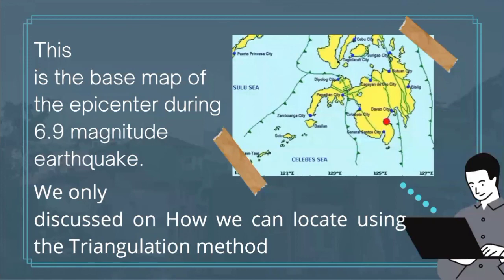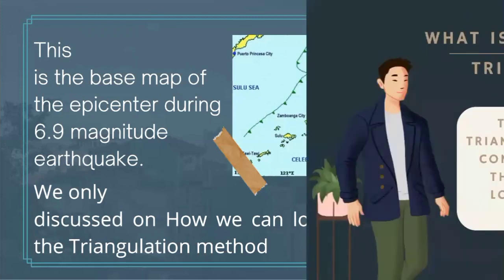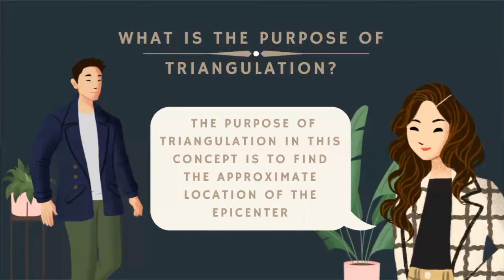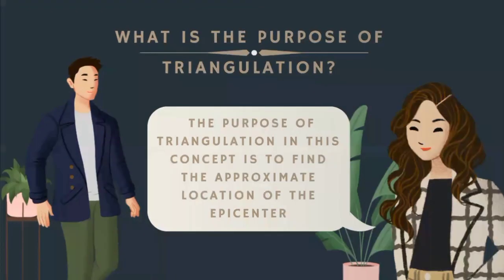So, this is the base map of the epicenter during the 6.9 magnitude earthquake. As you can see on the map, the red line marks the intersecting points of the three triangulation circles. So, we only discussed how we can locate the epicenter using the triangulation method. What is the purpose of triangulation? The purpose of triangulation in this concept is to find the approximate location of the epicenter, just like what was shown earlier. And that is all.